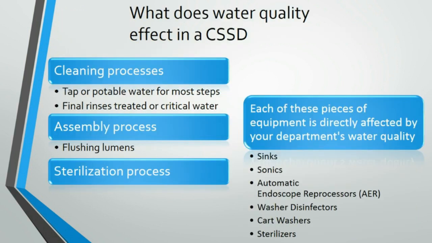We think of it for cleaning, of course, and tap and potable water is used for most steps in cleaning, but a lot of final rinses now are looking for treated or critical water. But we do see it used in the assembly process. There are many departments that flush lumens. You have to be very careful when you're doing that on the clean side, because if something is dirty, you have to watch out for that. But that is something that you see. And then, of course, it affects the sterilization process in the form of steam.